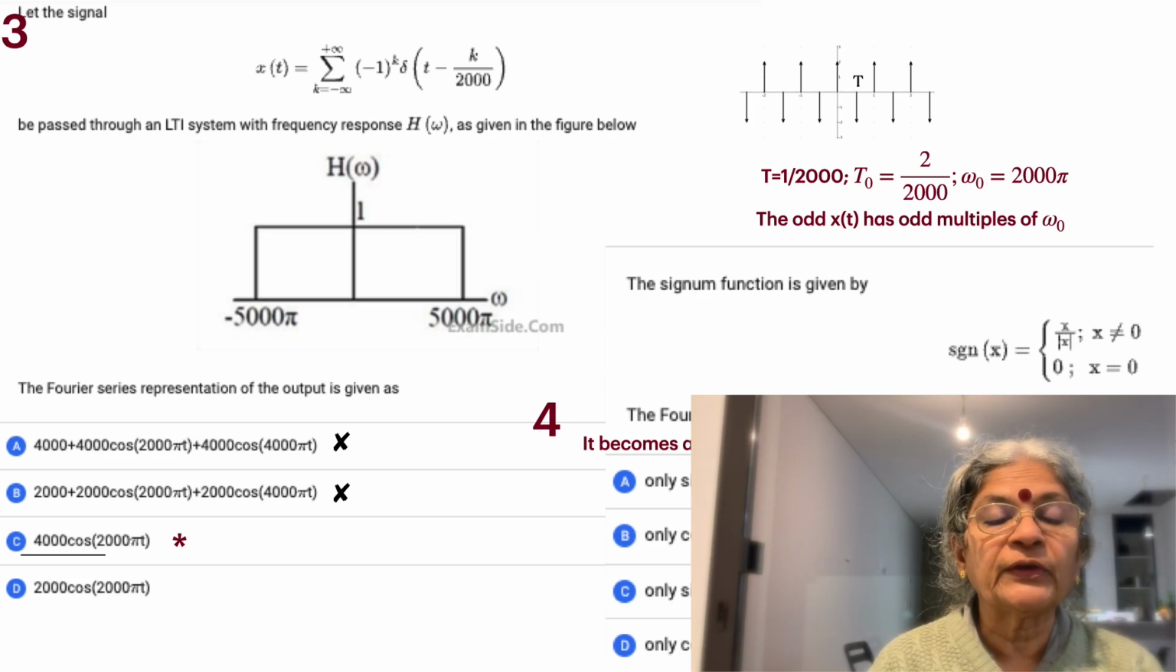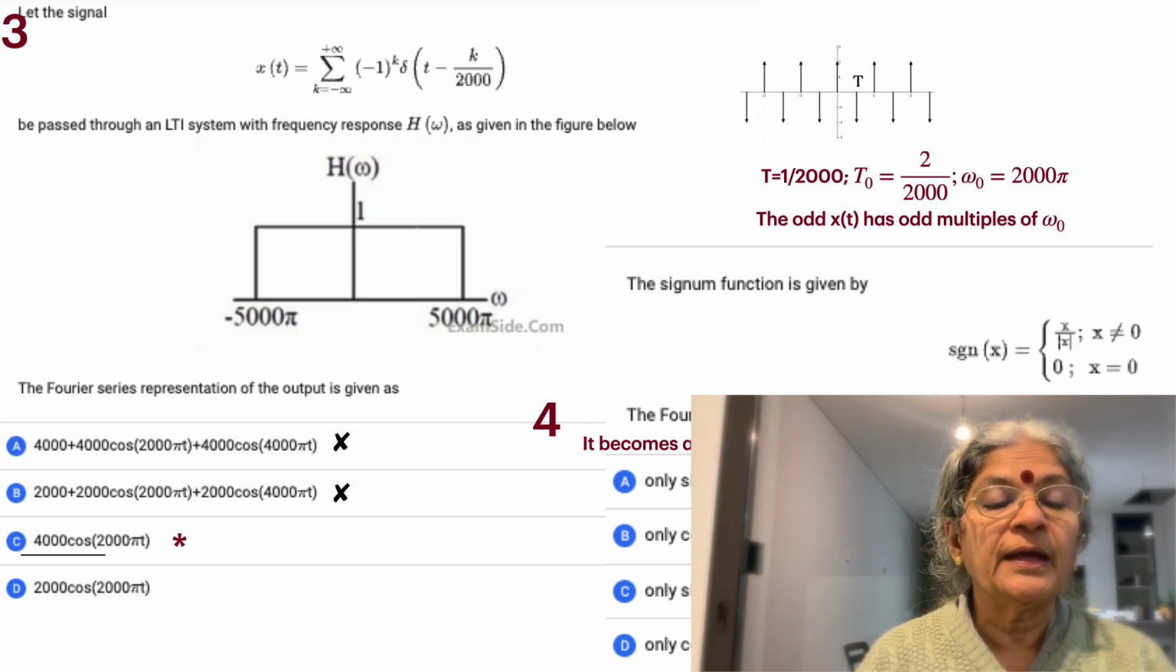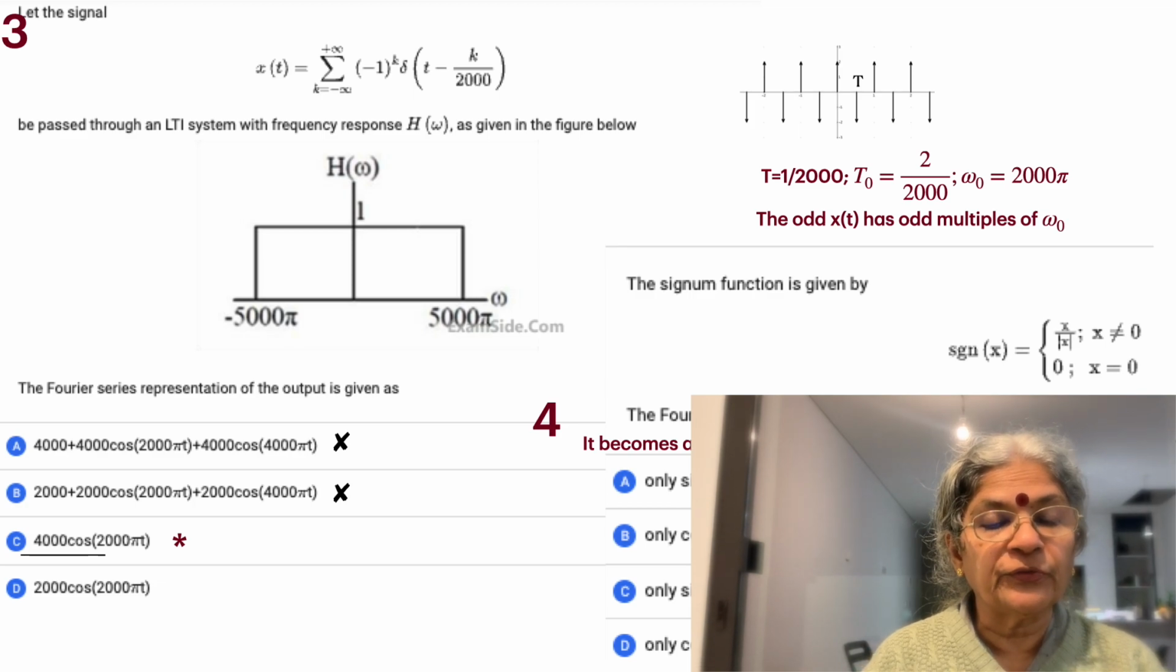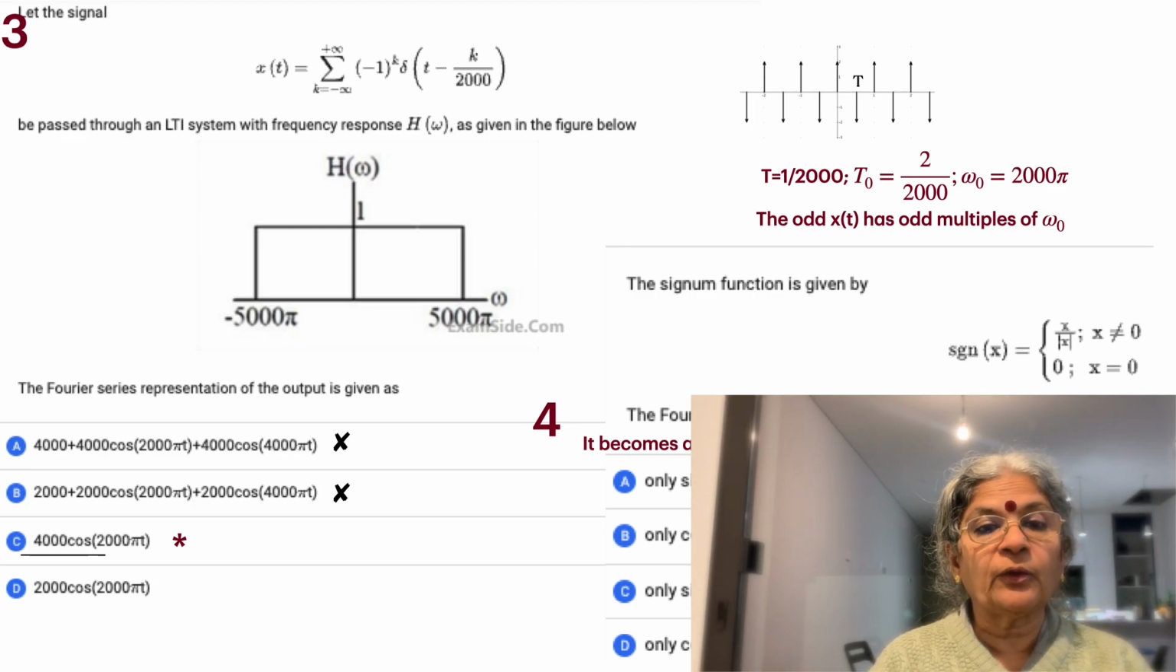What is written further is that it is passed through an LTI system with frequency response H(omega), as shown in the figure below, and the Fourier series representation of the output is given. So these are some of the things that we require. First and foremost, what is the filter? The filter is a low pass filter, and its frequency is ranging between -5000 pi to +5000 pi. And the signal which is passing through this filter, x(t), is alternatively +1 and -1. That's an impulse, as is shown here.